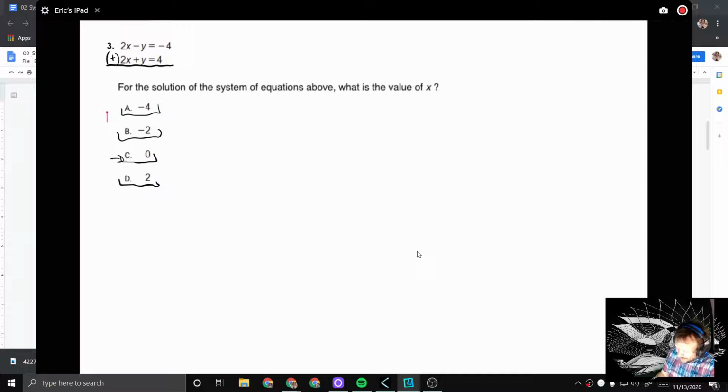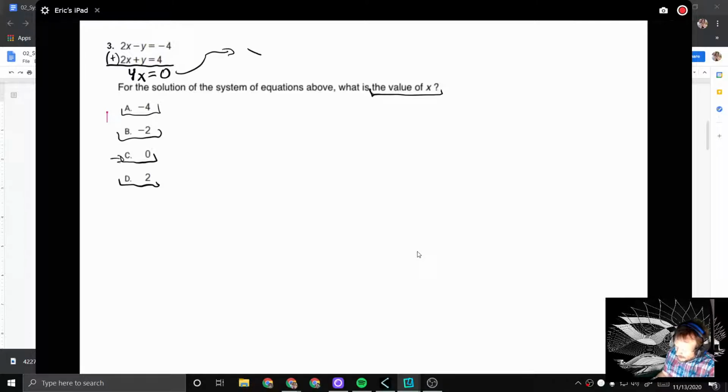When we add, there's another reason to add. Remember, we want to get the value of x. When we add, we eliminate y because they have opposite signs. The coefficients are the same. They both have coefficients of 1, but they're opposite signs. So if we add, we eliminate the y. So we get 4x equals 0.